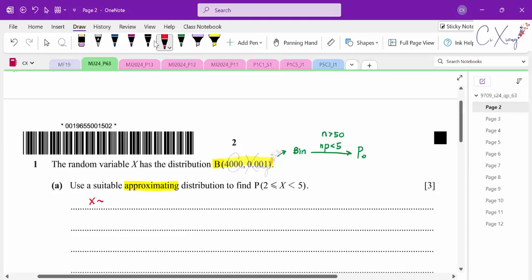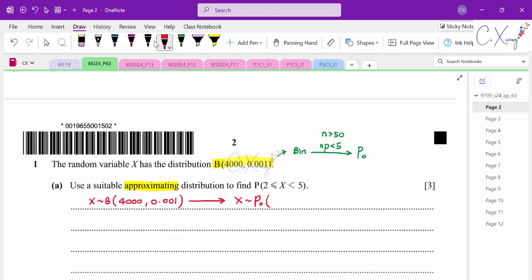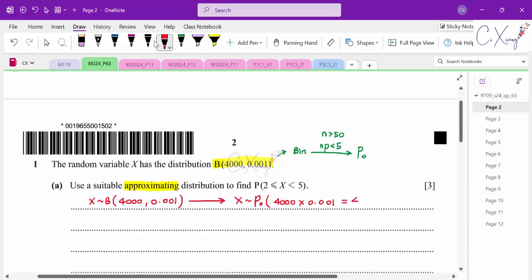So I have X, originally a binomial distribution, and we are going to change it to Poisson. How do we get the lambda in Poisson? Lambda is the mean. So how do we get the mean from the binomial distribution? You take n times p: this is your n, 4000, in the binomial distribution, and p is 0.001, and you get lambda equals 4 in Poisson.